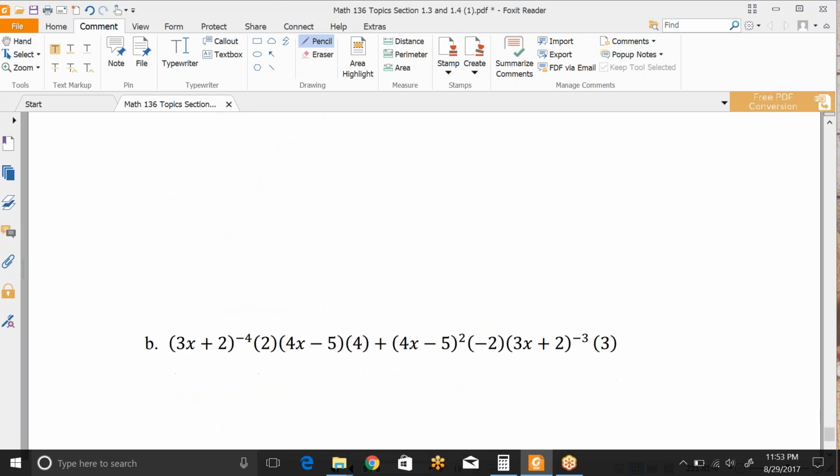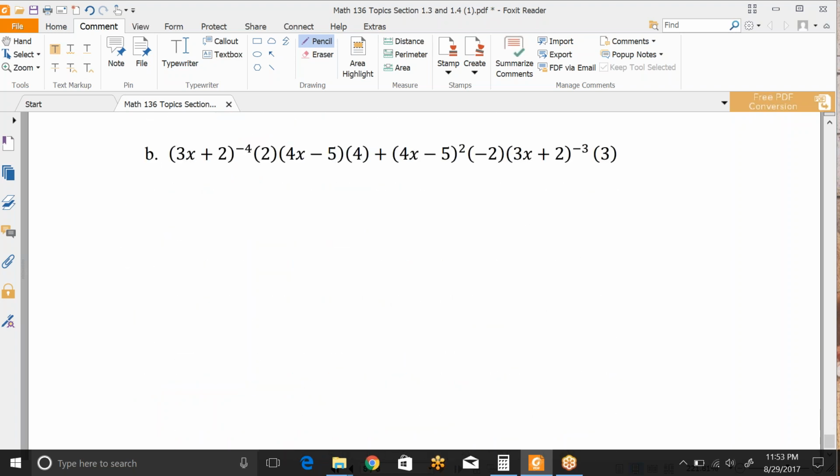And then the very last example is another example of the big factoring problem. The only thing that makes this one a slight difference than the one we did in class is that this is a negative exponent. So on one of our factors, there's a negative exponent. That means at the end, we'll have to move that to the bottom of our answer.